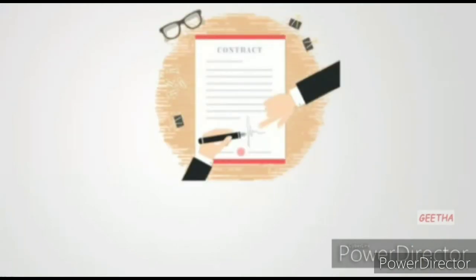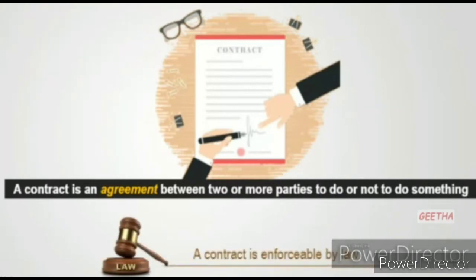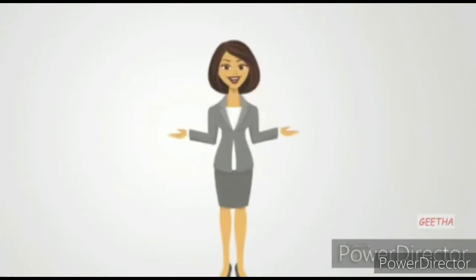Let us understand what is a contract. A contract is an agreement between two or more parties to do or not to do something. A contract is valid only if it is enforceable by law. A contract can be enforceable by law if it has following essentials of valid contract.